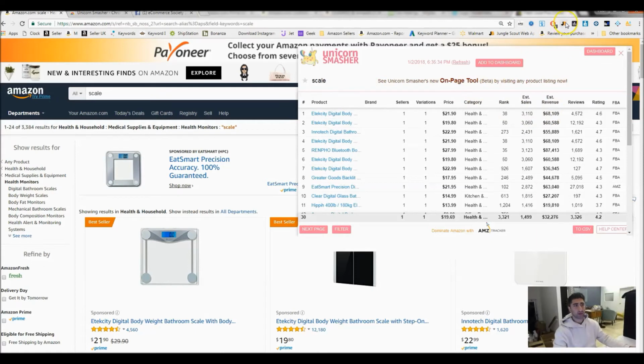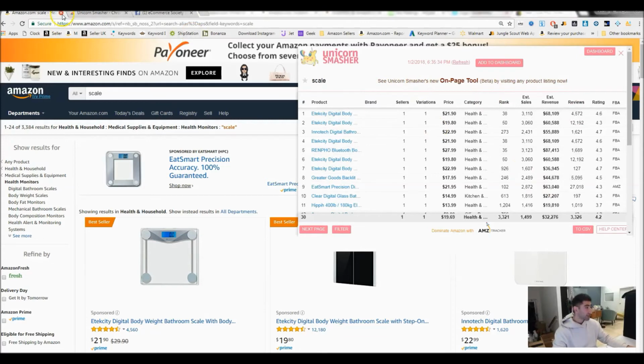Unicorn Smasher and Jungle Scout. Jungle Scout is a paid subscription, or just a one-time fee actually, and Unicorn Smasher is free. So the choice is yours on that. I would start with Unicorn Smasher. Once you get the hang of what the sales rank does and what the estimated revenue is, and if you have a ballpark idea of, let's say an item is 10,000 rank in baby, what that is sales per day, then you don't even need these at some point.